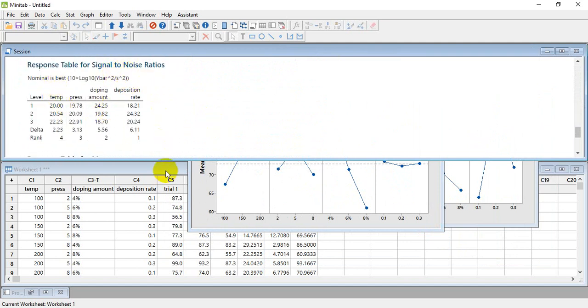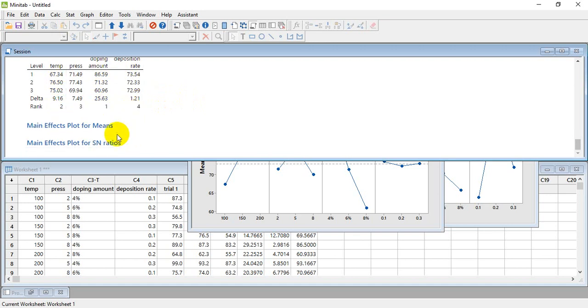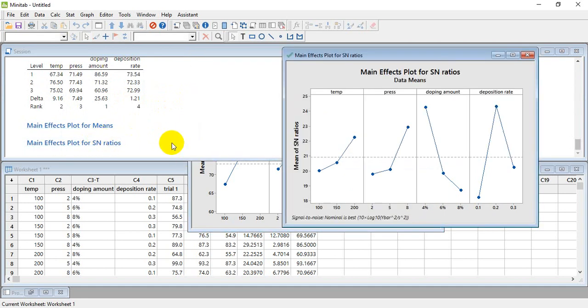Response table for signal to noise ratios. Here the rank is: deposition rate is number 1, doping amount number 2, pressure 3, temperature 4. According to nominal is the best, 10 log of y bar squared divided by s squared. For means, the rank is number 2, number 3, number 4. Main effects plot for the signal to noise: here the maximum signal to noise is at 0.2, here at 4%, for 8.